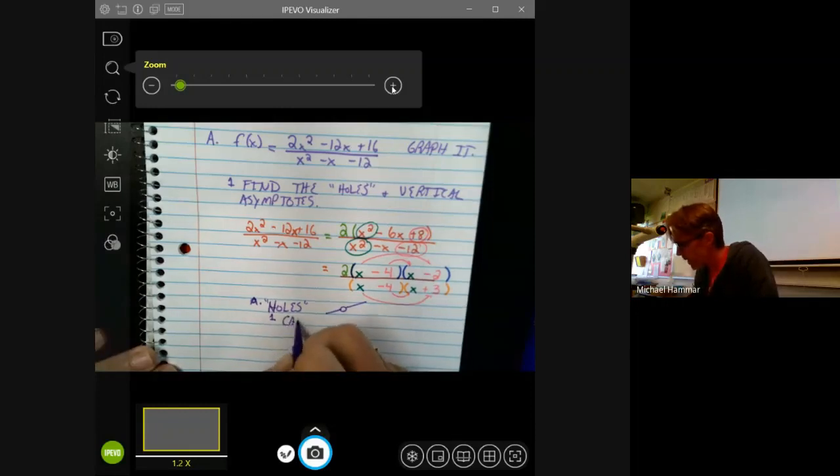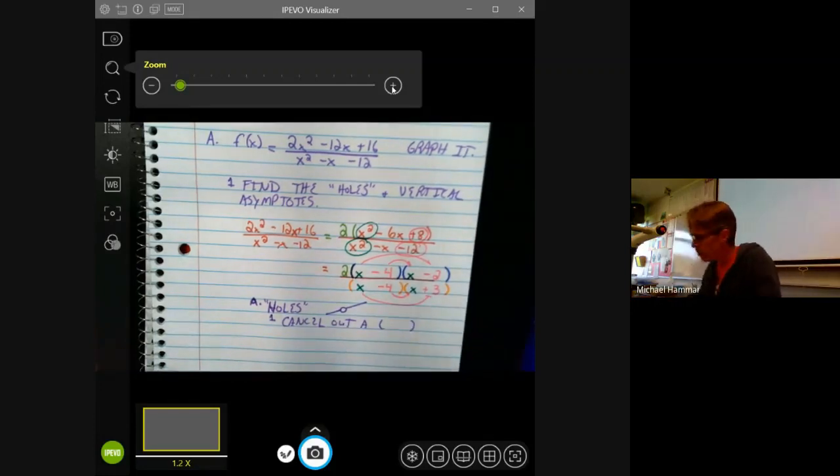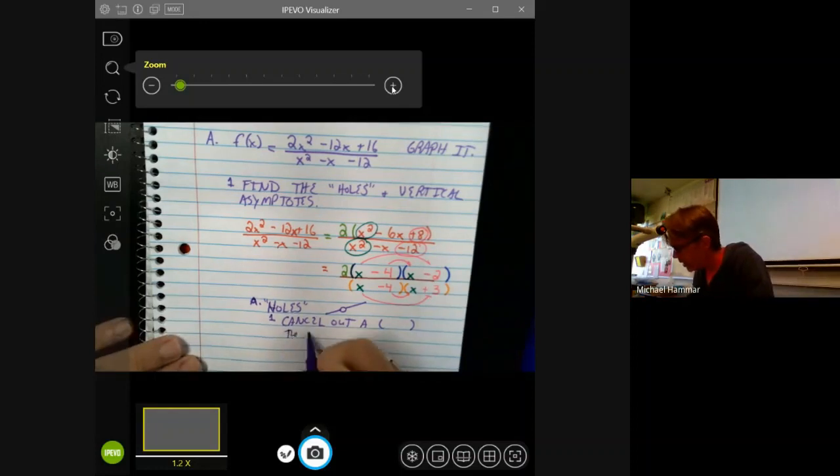So when you can cancel out a set of parentheses, the x value to make it equal to 0 is where the hole is.